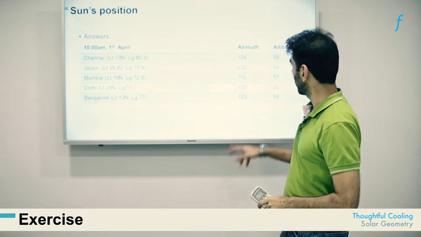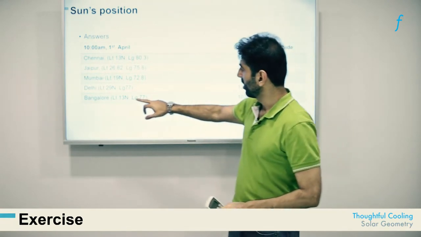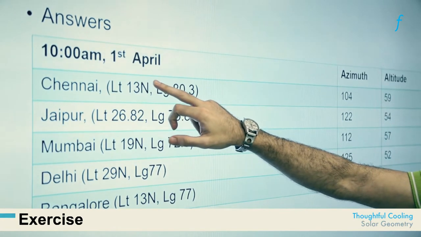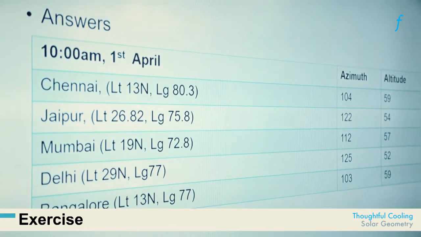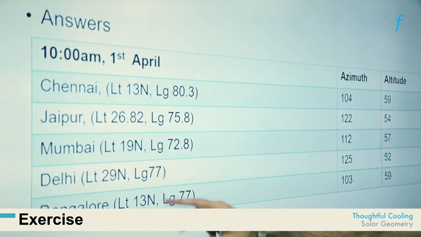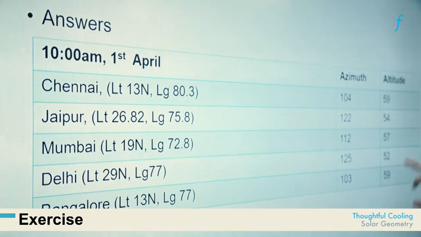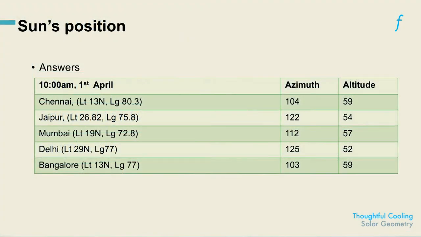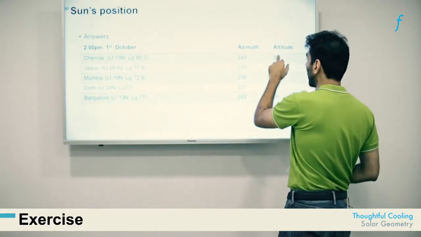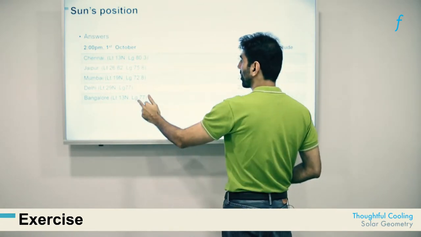And what we can see is that the altitude is directly related to the latitude of the city. For example, Chennai and Bangalore are displaced in terms of longitude, but they have the same latitude, which is why the altitude of the sun is the same at that moment. This is the situation for 2 p.m. on the 1st of October. Again, you will see the same altitude of the sun for Chennai and Bangalore.